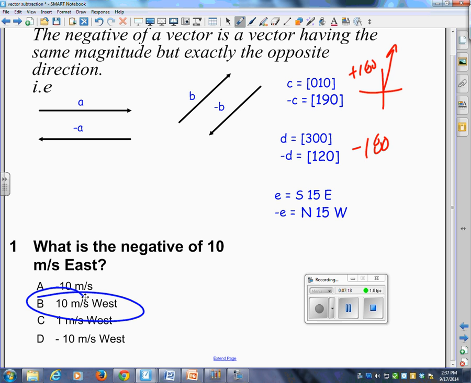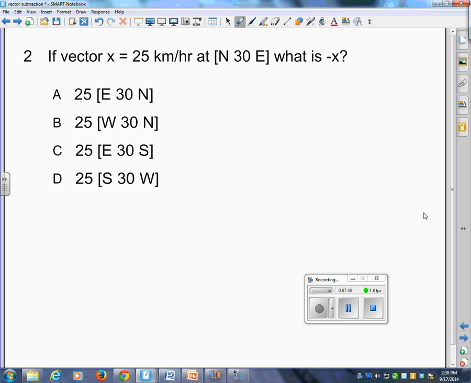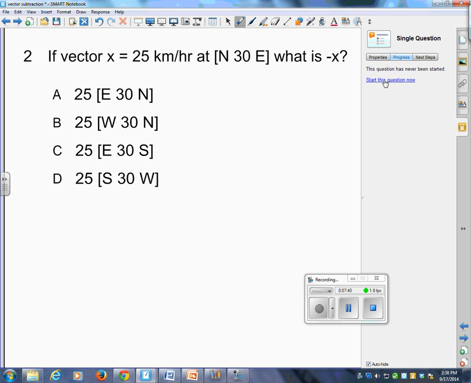10 meters per second east is the same as 10 meters per second west, or it could be minus 10. The minus implies to the left, the opposite. Okay, minus is west, but it would definitely not be minus 10 west. A little bit of a trick question. That's fine. Are you ready?